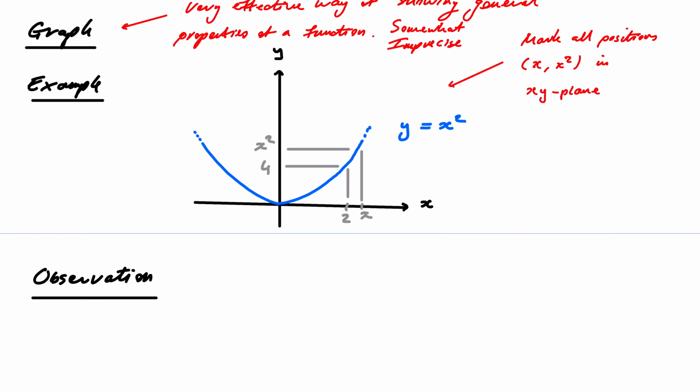So observation. This isn't really to do with functions. Algebra and geometry are very closely related. And what I mean by that is if I give you some equation involving, let's say, x and y, so some relationship between x and y, I don't know, x squared plus x times y is equal to 4, something like that. Then I could mark in the xy plane all positions x comma y which satisfy that constraint. Just like up here, I've marked all positions in the xy plane where the y coordinate is equal to x squared, where x is the x coordinate.